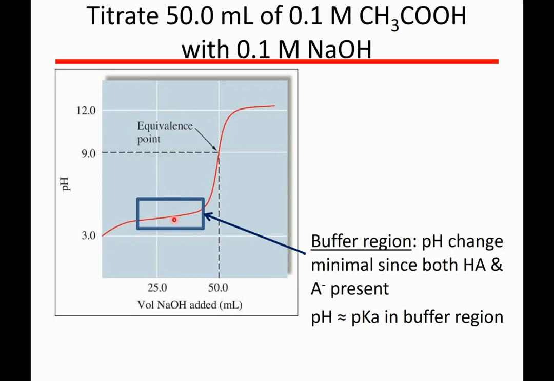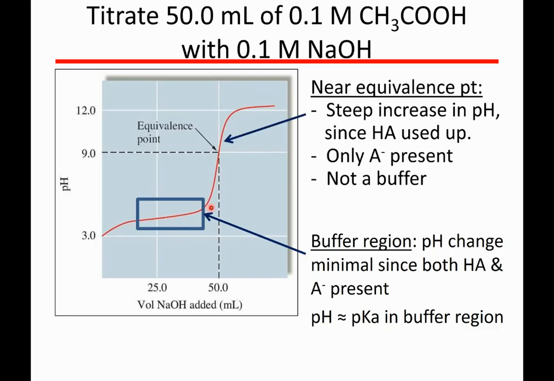So in the case of acetic acid, that's going to be somewhere around 4.75 through this region. And at the half equivalence point, it will be exactly equal to 4.75. Then, as you continue adding sodium hydroxide and you get to the equivalence point, you're going to see a steep rise in the pH because it's not a buffer anymore. All of the weak acid has been consumed, and so a steep rise in the pH, and the pH at the equivalence point is greater than 7.